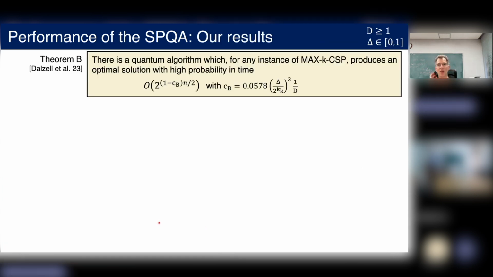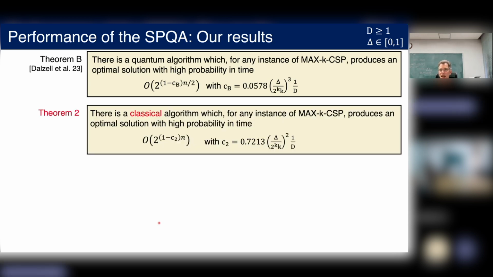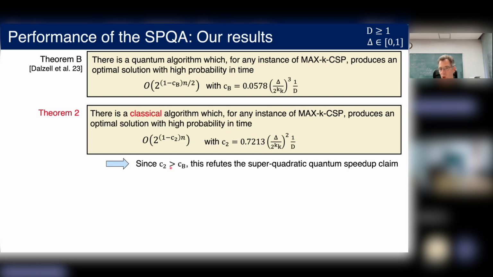Okay, so now I can explain our results. Remember this is theorem B. What we show is that there exists a classical algorithm that for exactly the same kind of instances produces the same thing, an optimal solution, again with high probability. And the time complexity is this, where C2 is a new value, which is this.